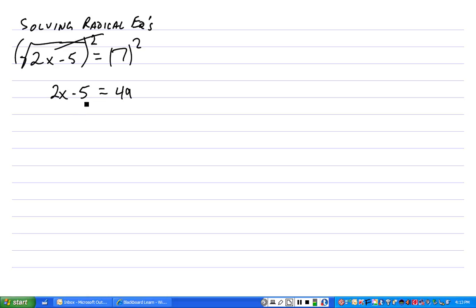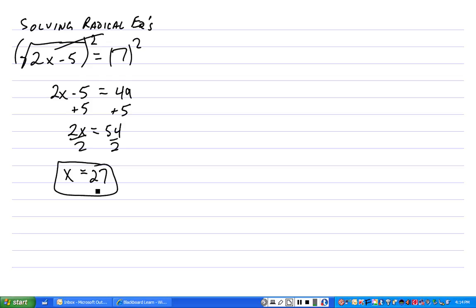Alright, now I just solve it like a regular problem. So you have 2x equals 54. Divide both sides by 2. X equals 27. Alright, x equals 27. Now, here's the thing. This is where things are a little bit different. You always want to check your solution. You always want to check your solution when you're dealing with radical equations, in particular even root radical equations.